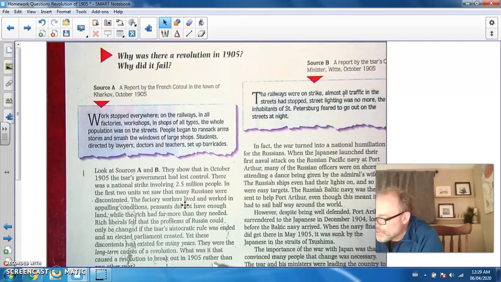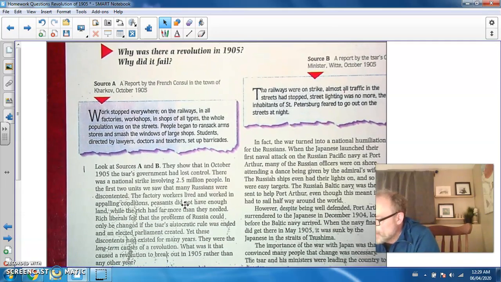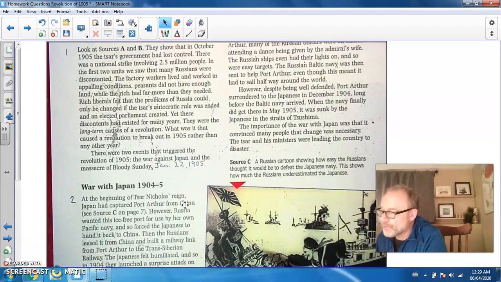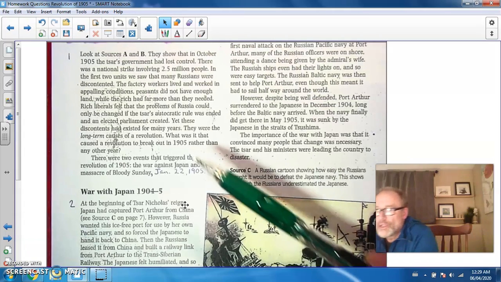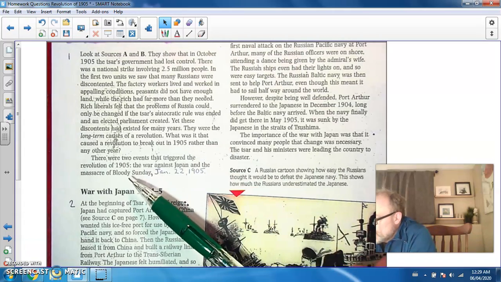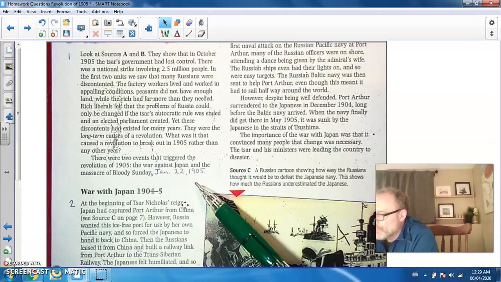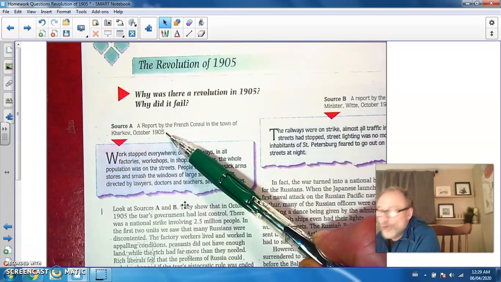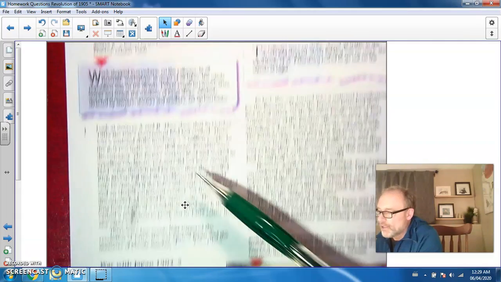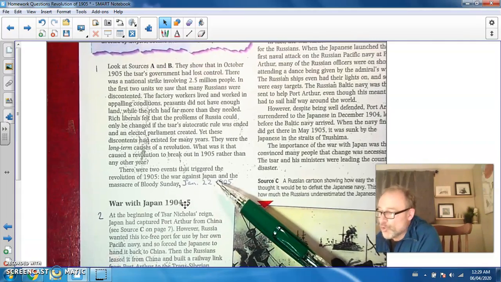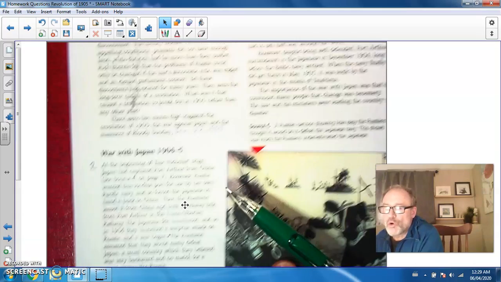And what were the events that had triggered the revolution in 1905? It was the disastrous war against Japan and the massacre of Bloody Sunday, which happened on January 22nd, 1905. And I should repeat, there are two events that triggered the revolution: the disastrous war against Japan and the massacre of Bloody Sunday on January 22nd, 1905. And you'll notice here that it was October 1905 that the revolution began, but the events that started it, of course, preceded it. First of all, let's look at the war with Japan.